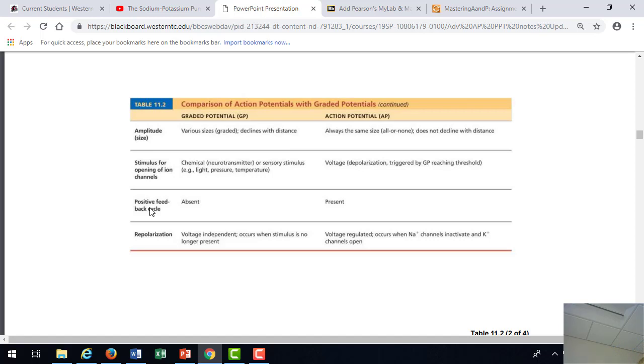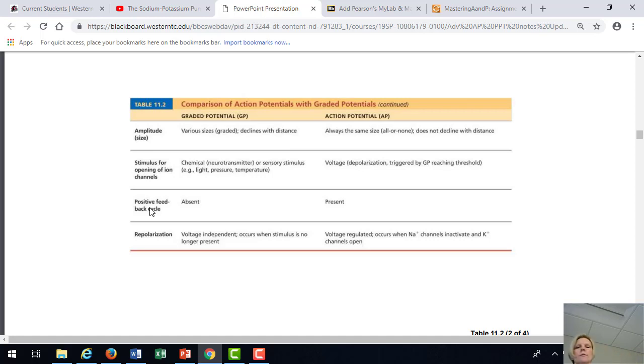That's because when I open up one part of the axon and sodium flows in, that's going to stimulate threshold in the next part of the axon, which is going to stimulate threshold in the next part. It's going to continue down along the axon. So some sodium flowing in causes more sodium, which causes more sodium, which causes more sodium. That's an example of positive feedback, right? When a stimulus causes more of the same thing.